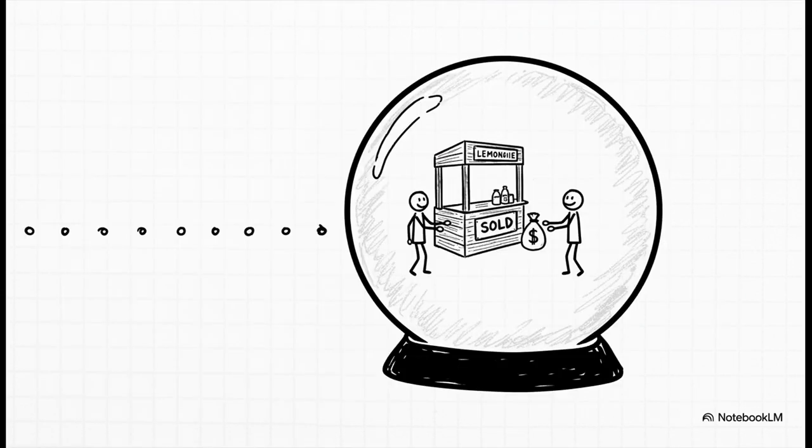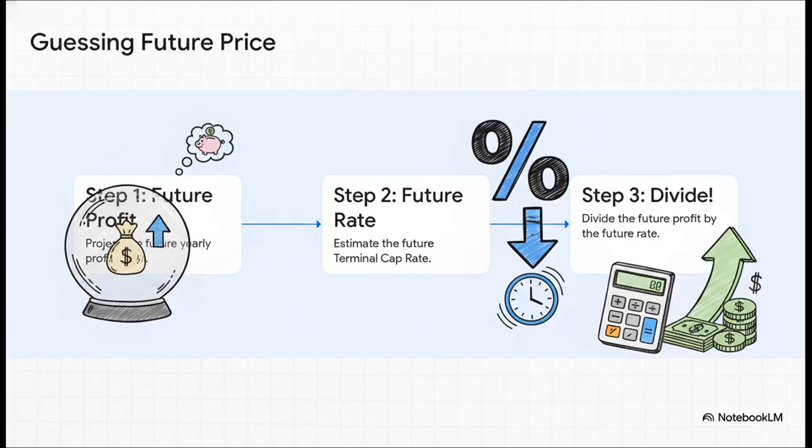Let's go back to our stand. You've been running it for 5 years. Now you're ready to sell it to someone else. The terminal cap rate is kind of like the crystal ball used to estimate that final sale price. So how do you use this crystal ball? Well, first, you guess what the stand's yearly profit will be in 5 years. Maybe it's $8 by then. Then you guess what the market cap rate will be, say 7%. You just divide that future profit by that future cap rate, and you've got yourself an estimated selling price.